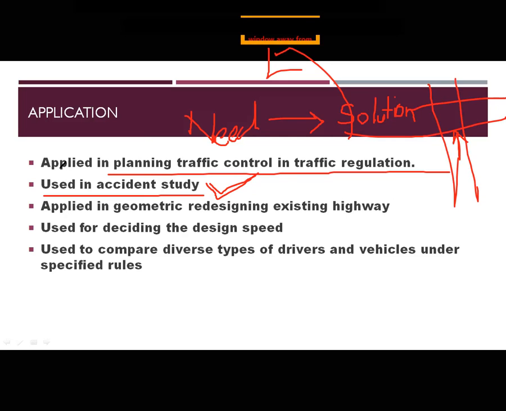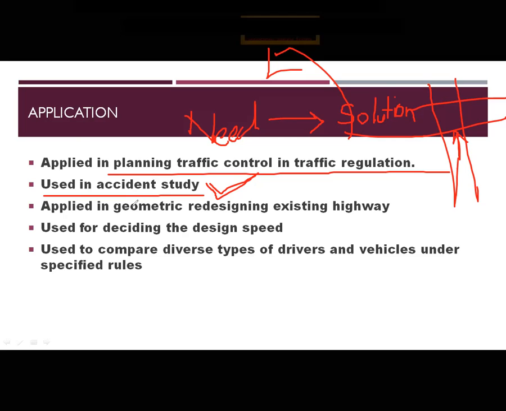Next, it is applied in geometric design for redesigning an existing highway. If we are expanding the highway, or contracting the highway, or providing a solution, we must know the exact average speed or spot speed of the vehicles. If vehicles are running at very high speed, we could provide an overbridge for pedestrians, or another crossing infrastructure which would not disturb the major stream of traffic.